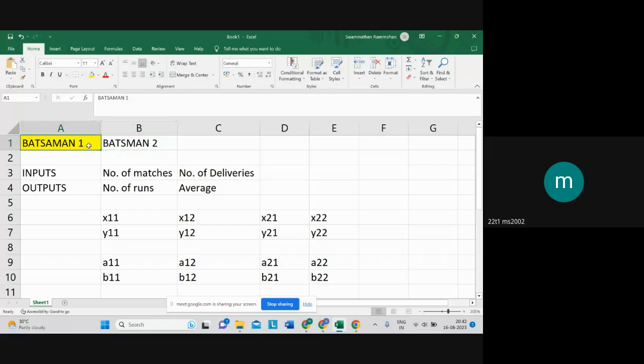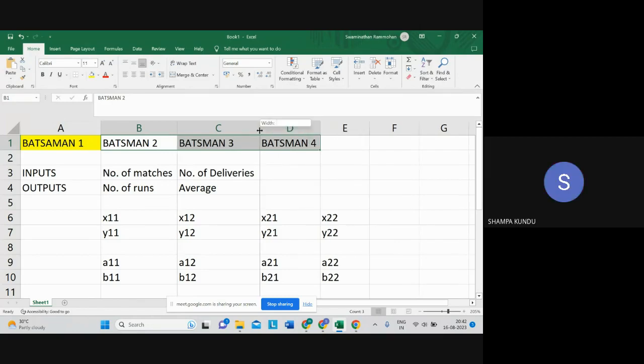So any doubts here? Sir, I cannot understand the process. Okay. What process? So first of all, you have only 2 batsmen, batsman 1 and batsman 2. You can have batsman 3, batsman 4, and so on. Right? So first of all, you are going to solve for batsman 1.